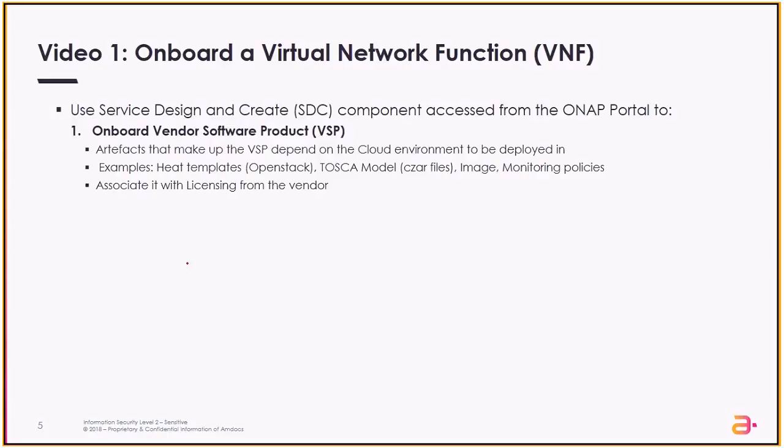I know if we onboard our Amdocs PCRF, we include image files, so you don't just start with an empty Linux image, you have software pre-installed. It may also include some policies or rules for monitoring that VNF. So they can be quite extensive. Ours is going to be very simple, and it's just these OpenStack heat templates. So that's one thing. We're going to need to upload the files that the vendor provides, and then we associate with a licensing model from our vendor.